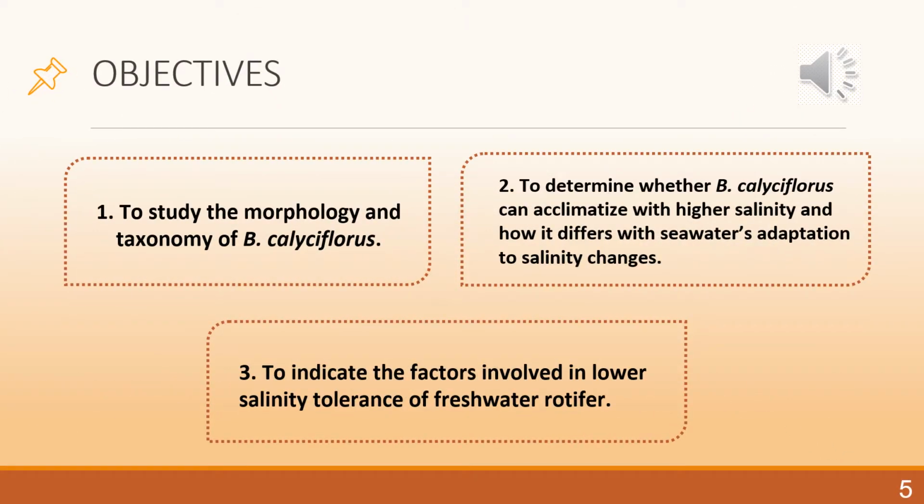Here are the three objectives of the study. The first one is to study the morphology and taxonomy of B. calyciflorus species. Next, to determine whether B. calyciflorus species can acclimatize with higher salinity and how it differs from seawater rotifer's adaptation to salinity changes. And the third one is to indicate the factors involved in lower salinity tolerance of freshwater rotifer.